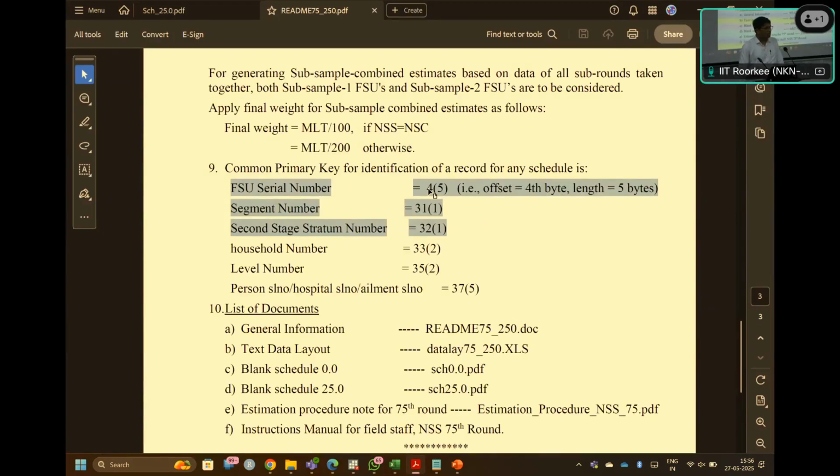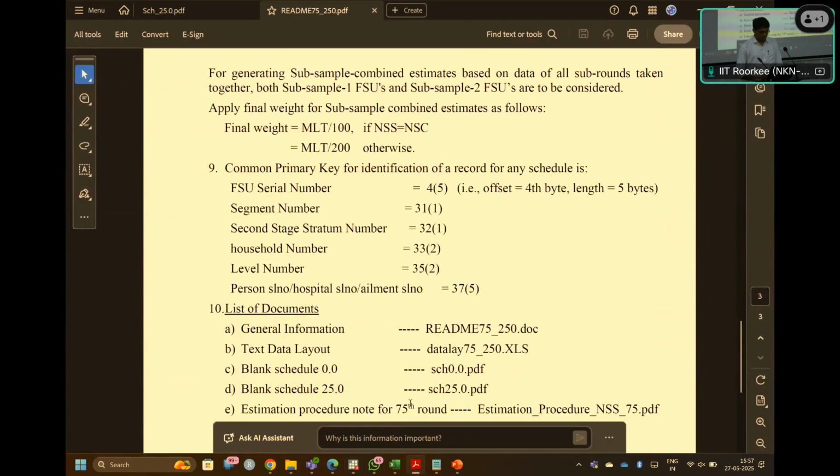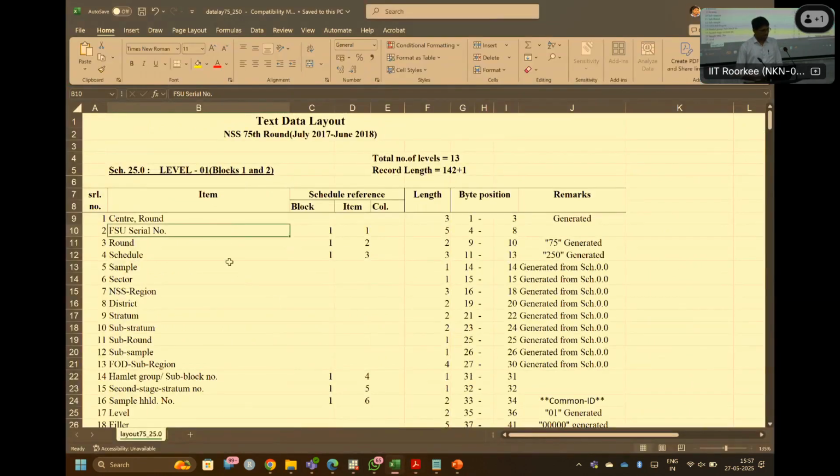Okay, FSU. It's not just the variable. You have to take the variable in your command at the time of extraction. 4 to 5 positions, so starting with 4, 5, 6, 7, 8. 4, 5, 6, 7, 8 is your FSU variable. So where is it? It is available here. So yes, 4 to 8. Isn't it? So these variables should be taken at the time of extraction.